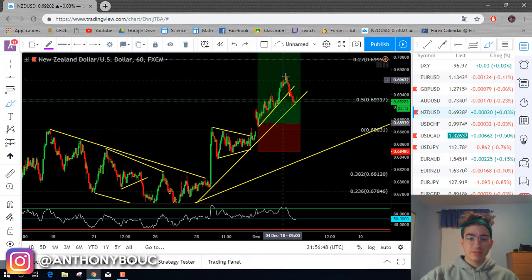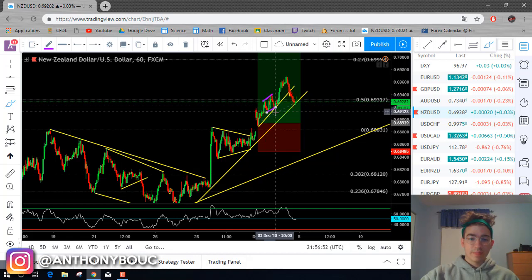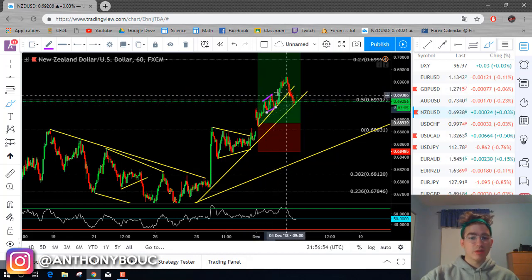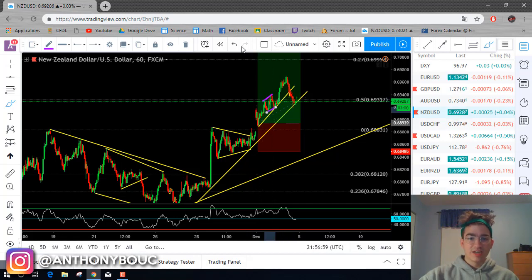So I took the trade here and it simply made this nice upside here. We had another possible buy setup here, which I did not take, but that was a possible trade for those who were not already involved in the trade.